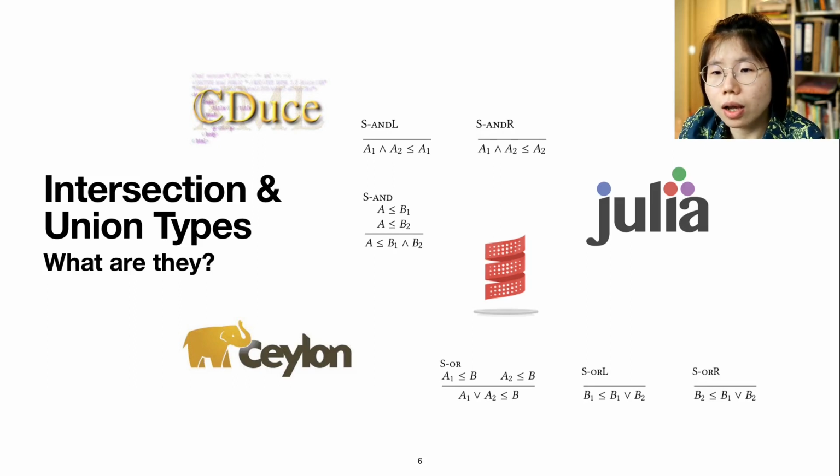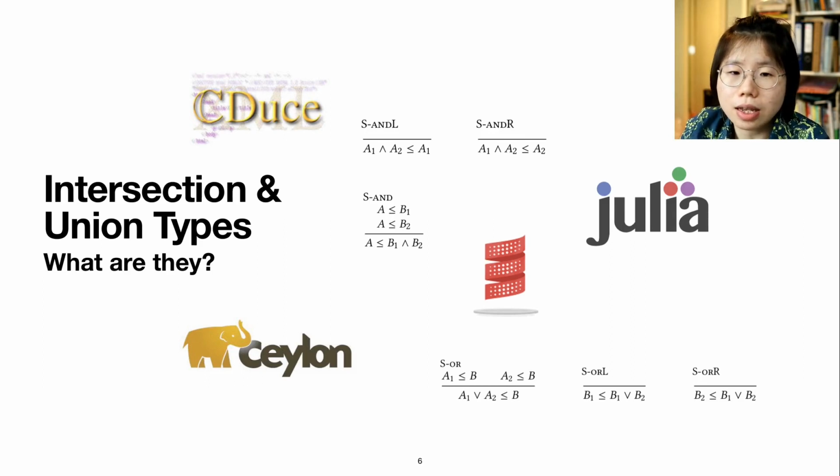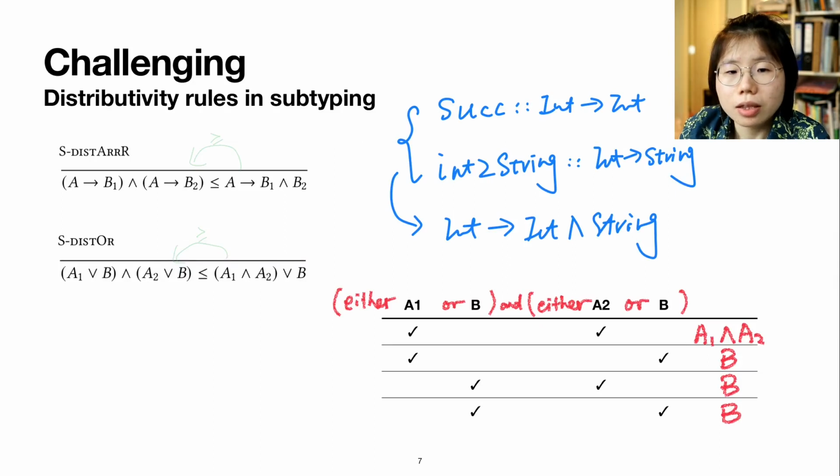Now, intersection and union types are commonly seen in programming languages like CDuce, a language for XML processing, Scala, and also the upcoming Scala 3 that is based on the DOT calculus, or the language Julia. The most challenging part in the subtyping relation around the intersection and the union types is the distributivity rules.